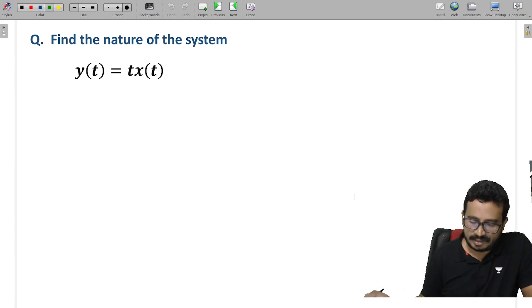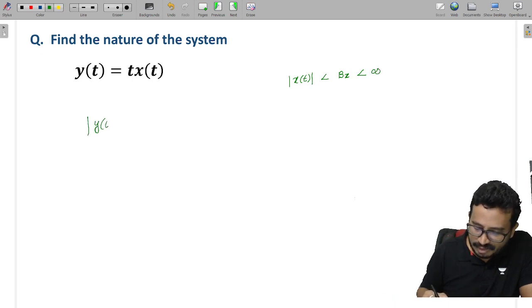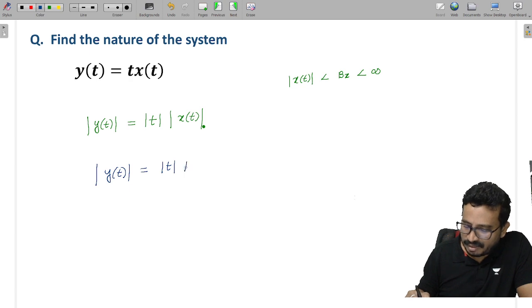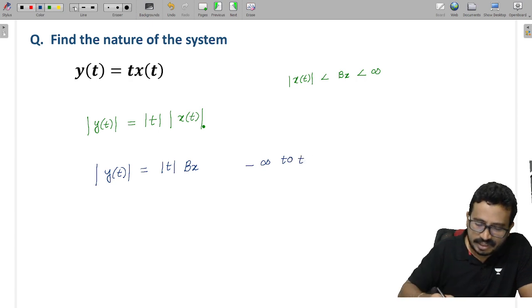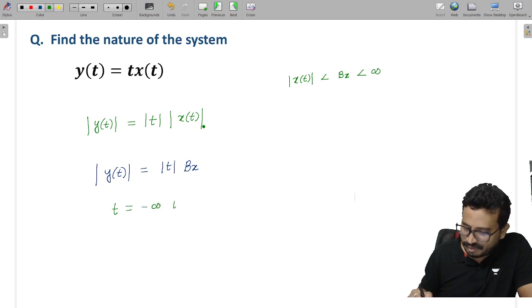Next, in this case, we have taken the bounded value of x of t, which is less than Bx, and Bx is less than infinity. Now what is the value of mod of y of t here, which is given as mod of t into mod of x of t? The magnitude of x of t is bounded by Bx, and here we can change the time parameter from minus infinity to plus infinity.